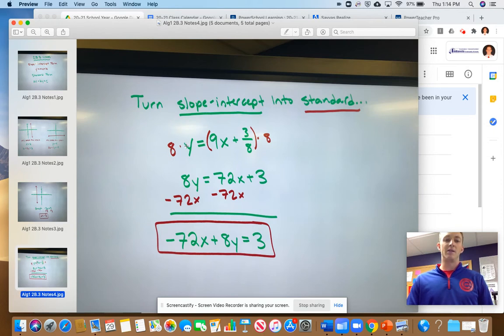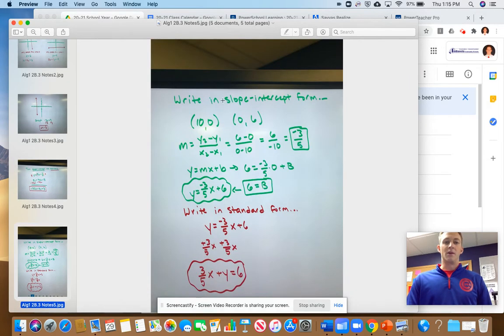So 8 times y is 8y. 8 times 9x is 72x. And 8 times 3 over 8, the 8's just cancel. 3 times 8 is 24, and 24 divided by 8 is 3. Now I can easily move over this x. It's a positive 72x, so we're going to subtract 72x from both sides. And we have -72x plus 8y, because there's a positive 8y, equals 3. And now we have nice whole numbers all the way across.